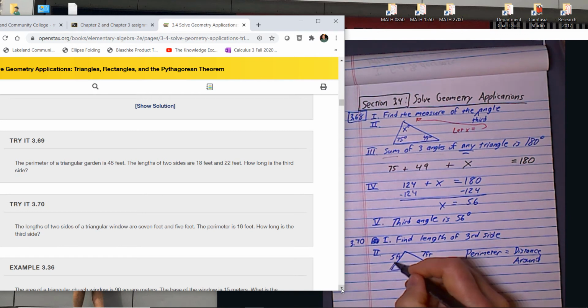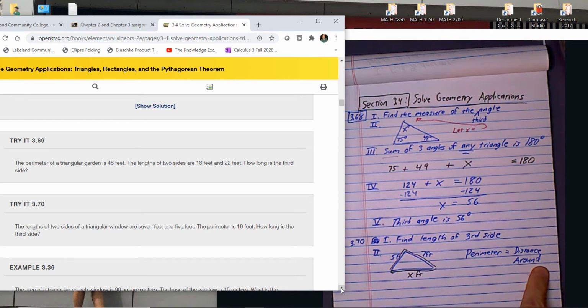tape measure and measured from here to here, it'd be 5 feet. And if you kept going from here to here, it'd be another 7 feet. And if you came all the way back like that, we don't know this side. We're supposed to find that, so I'm going to put an X there. Say that's X feet, right?